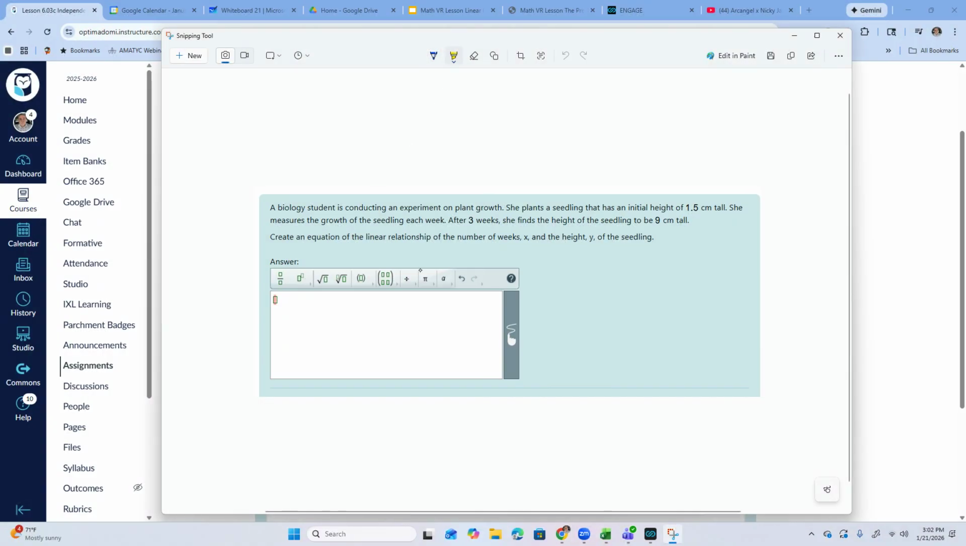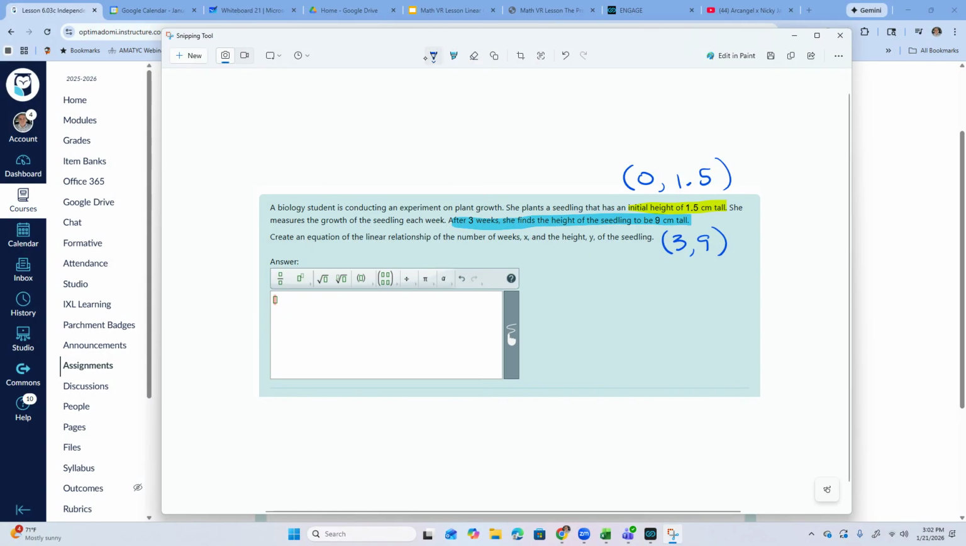Look, when you start reading, when you see that it says the initial height is 1.5 centimeters tall, right there, that's your first point, 0, comma 1.5. Every time they say initial, that will start with 0, and then the next number is going to be the number after the comma. If you keep reading, it says, after 3 weeks, the height was 9 centimeters tall. So that's your second point, 3, comma 9.